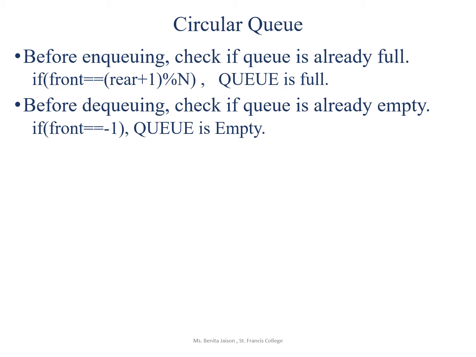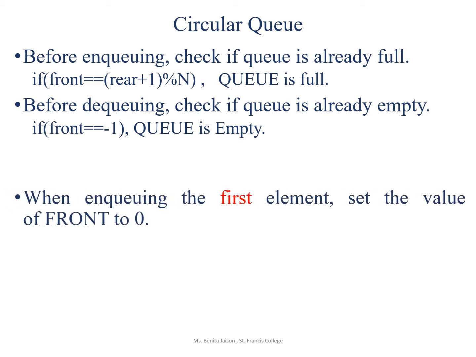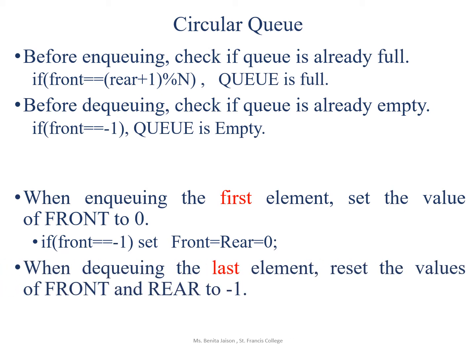On enqueuing the first element, make sure to set both the front and the rear pointer to 0. On dequeuing the last element in the circular queue, set both the front and the rear to -1.